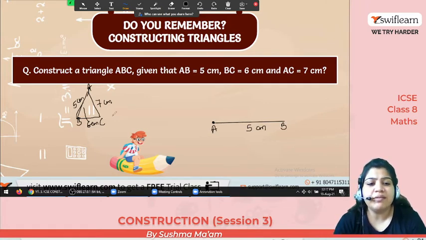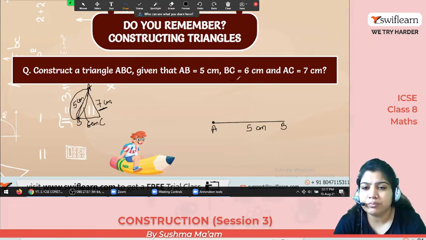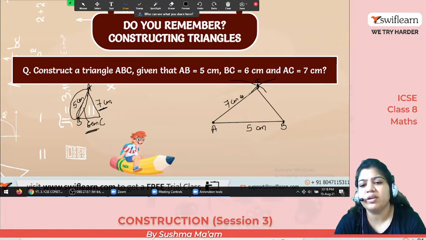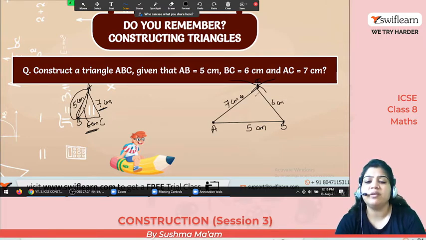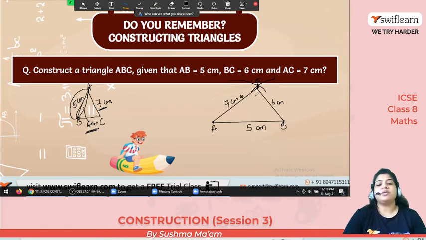Okay, so here with A as a center, taking a measurement of 7 centimeters, draw an arc. Similarly, with B as a center and a measurement of 6 centimeters, I cut an arc over here. The point where this intersection comes is known as your C. With the help of a ruler, join these points, and when you measure, you can see that AC equals 7 and BC equals 6.